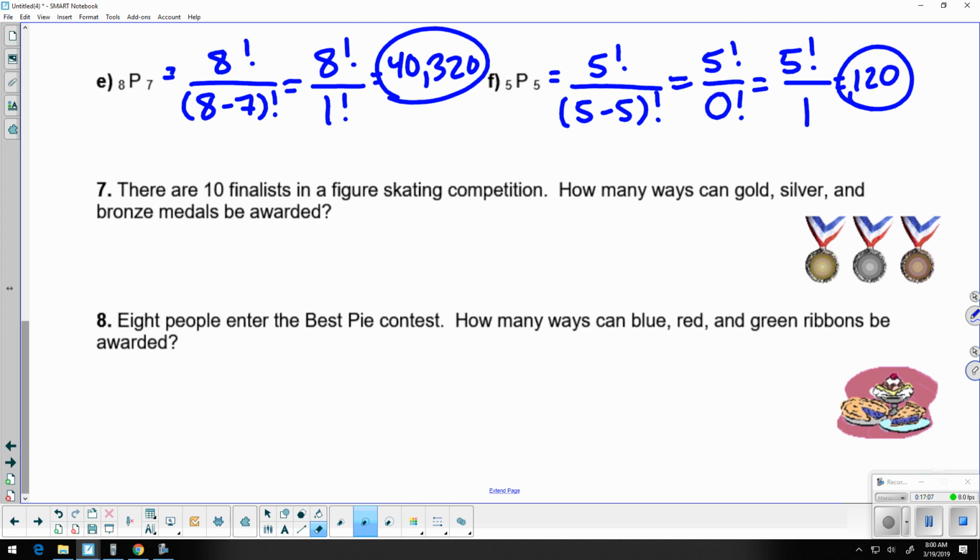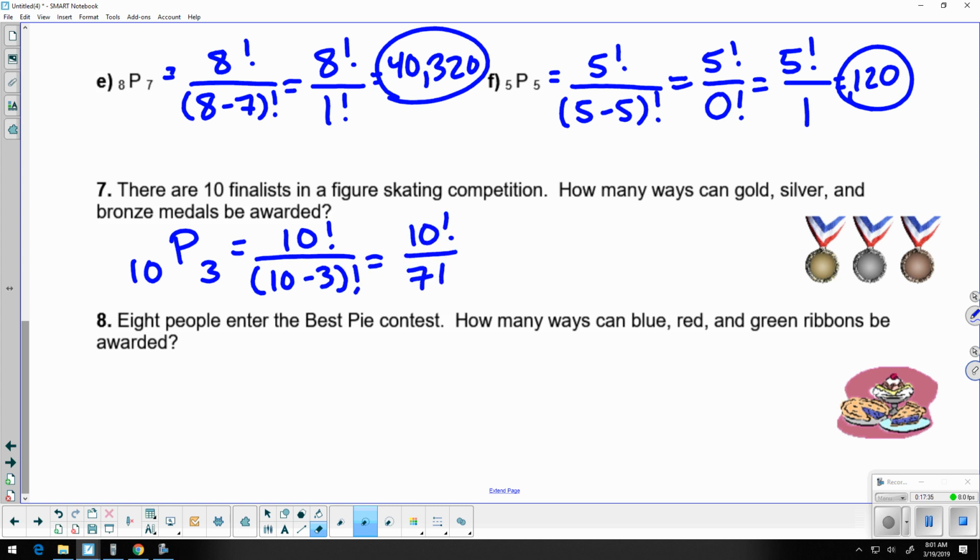For number 7, it says there's 10 finalists in a figure skating competition. How many ways can the gold, silver, and bronze medals be awarded? So again, it's talking about placing in a competition, so it's automatically going to be a permutation. There's 10 total finalists, right? And we're choosing 3 of them, the gold, the silver, and the bronze medalists. So when you plug this in, what we're doing is 10 factorial over 10 minus 3 factorial. So that'd be 10 factorial over 7 factorial.